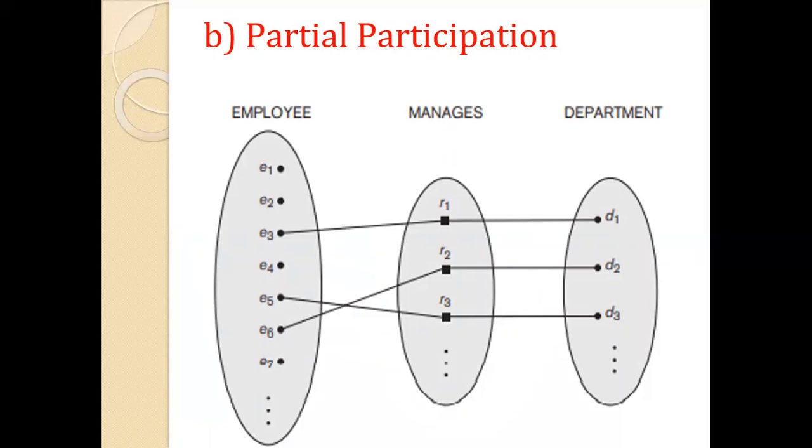If it is mandatory for all, that becomes total participation. If it is optional, then that becomes partial participation. The symbol used for partial participation in the ER diagram is a single line between the entity type and the relationship type. Okay, so this is about partial participation.